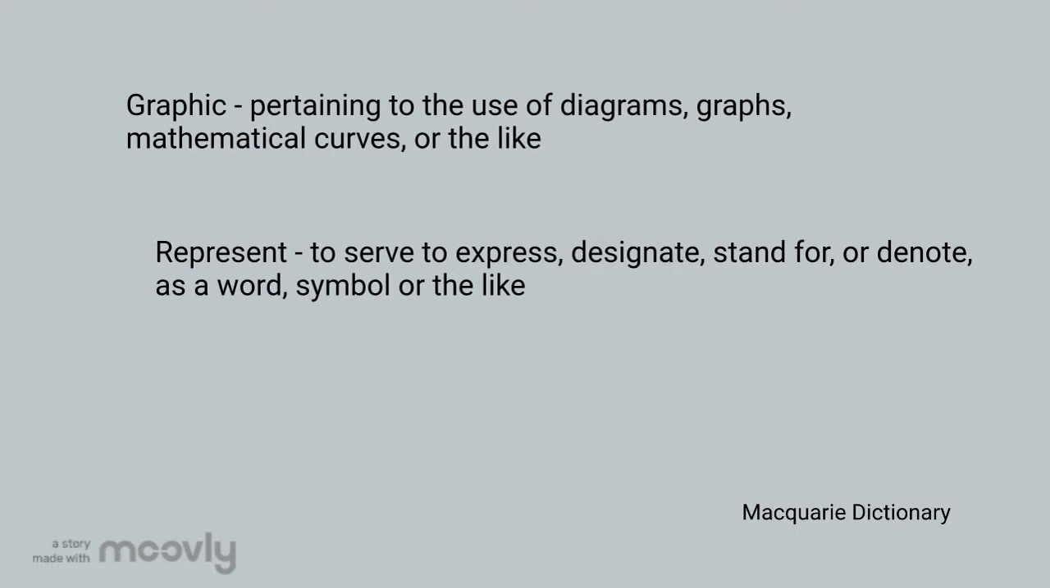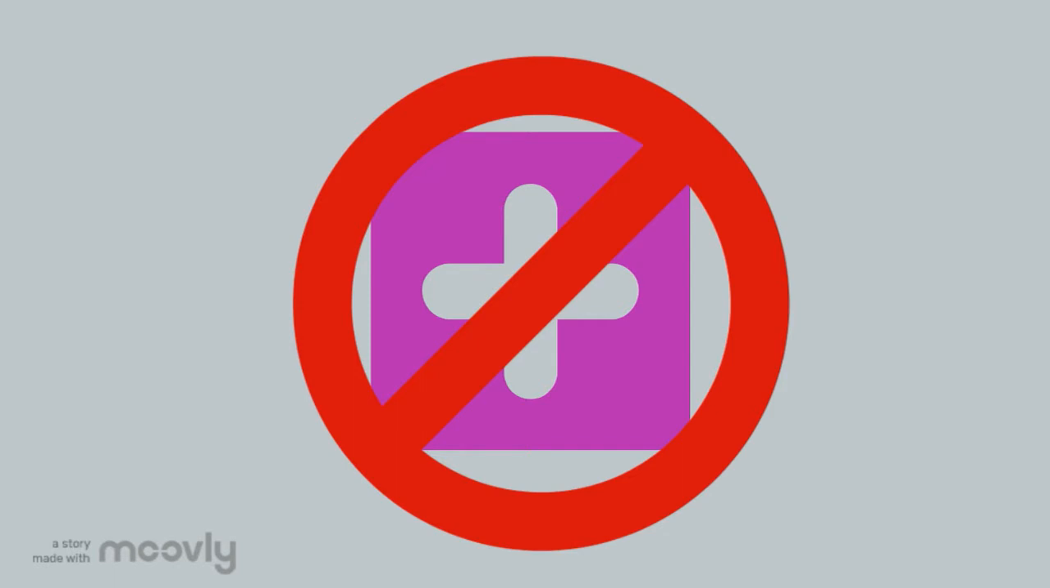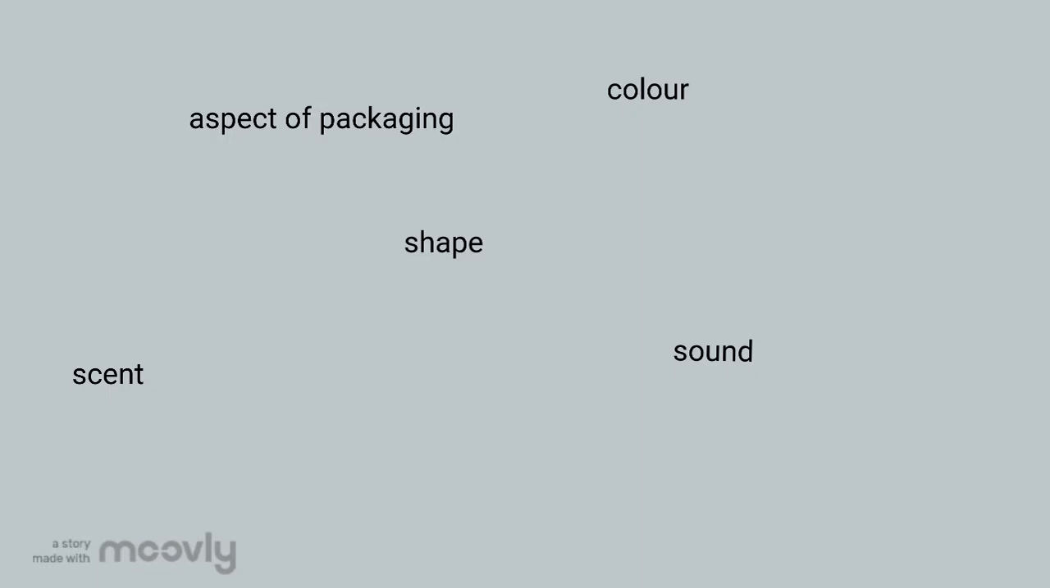Neither represented nor graphically are defined in the Trademarks Act, so it is the ordinary meaning of the words that are used. So what does this mean in terms of rejecting a trademark that cannot be represented graphically? When registering a trademark, it is the non-traditional signs such as aspect of packaging, shape, colour, sound or scent that are most difficult to represent graphically. To overcome this, there is a requirement to provide both a representation and a description of the sign.